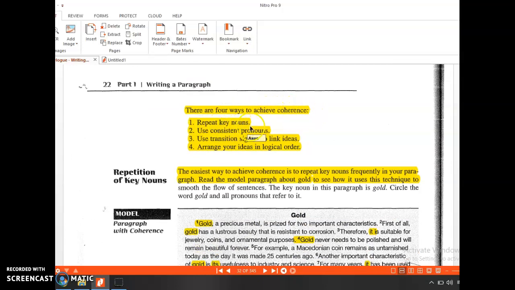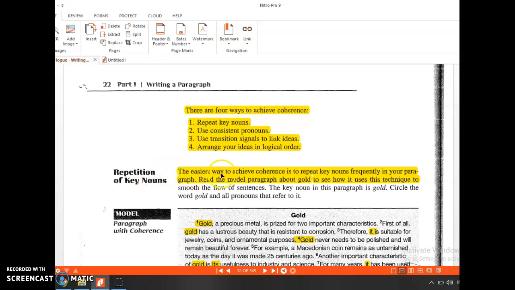All right, so here there are four ways to achieve coherence. First, repeat the key nouns. Second, use consistent pronouns. Three, use transition signals to link ideas. And four, arrange your ideas in logical order. We're going to discuss this in detail. Look at this one first: repetition of key nouns. You repeat the key nouns.